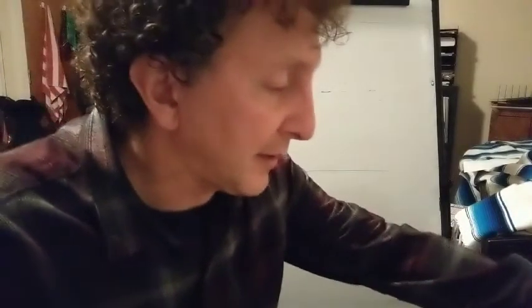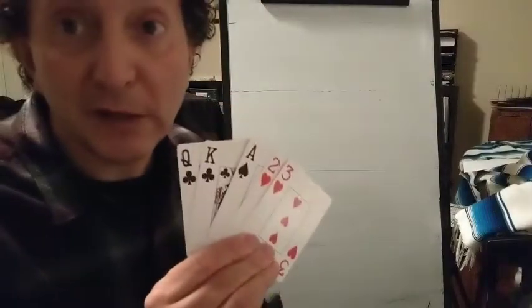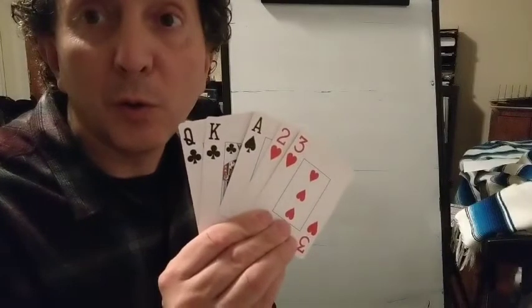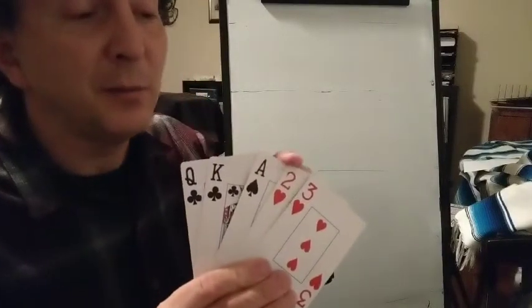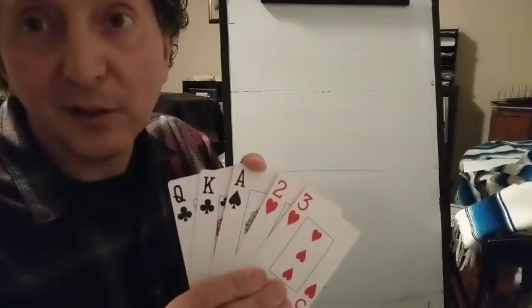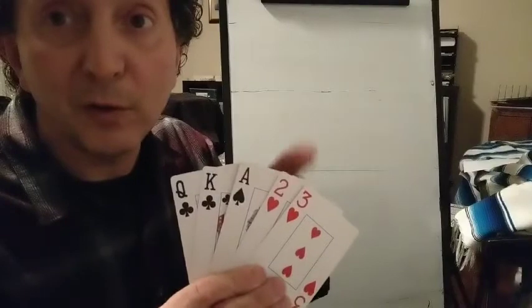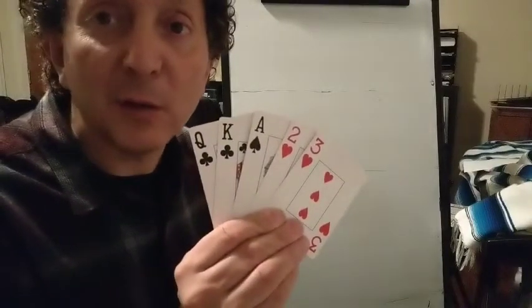But the fact that ace can be consecutive to king and can be consecutive to 2 doesn't allow it to be used simultaneously. So queen, king, ace, 2, 3 does not count as a straight because the ace can be counted as the high card, higher than king, or the low card, lower than 2, but not both at the same time. So this sequence of cards does not count as a straight.